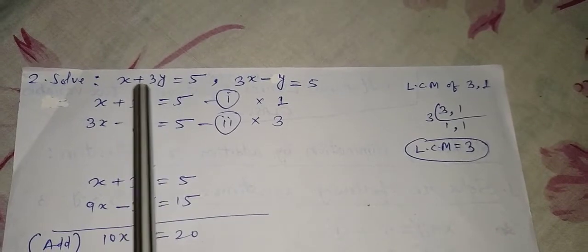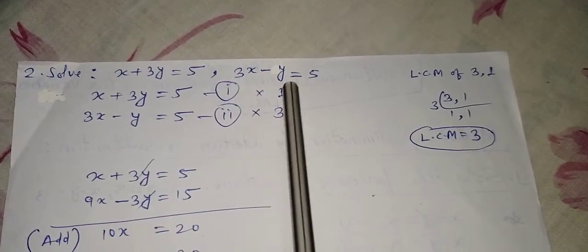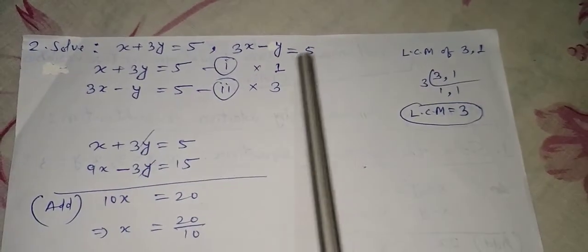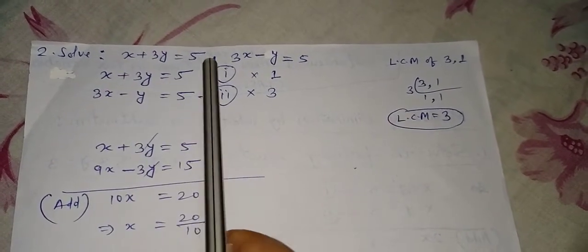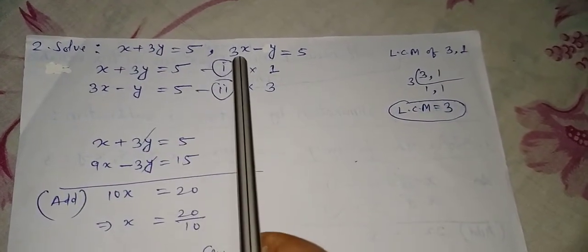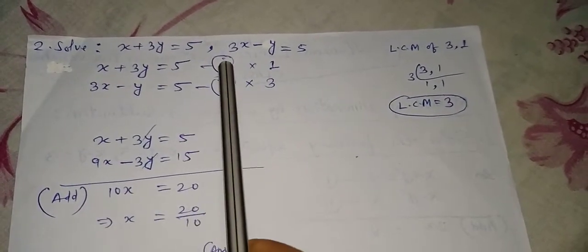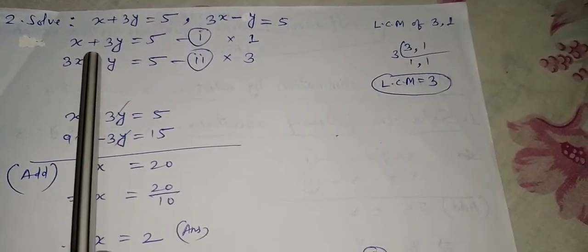This is x plus 3y equal to 5 and 3x minus y equal to 5. So you have to solve. That means you have to find the value of x and y. So here I wrote the first one, x plus 3y equal to 5 here, and I wrote second one, 3x minus y equal to 5 here, and then I wrote equation 1 and 2. But this time what happened, children?